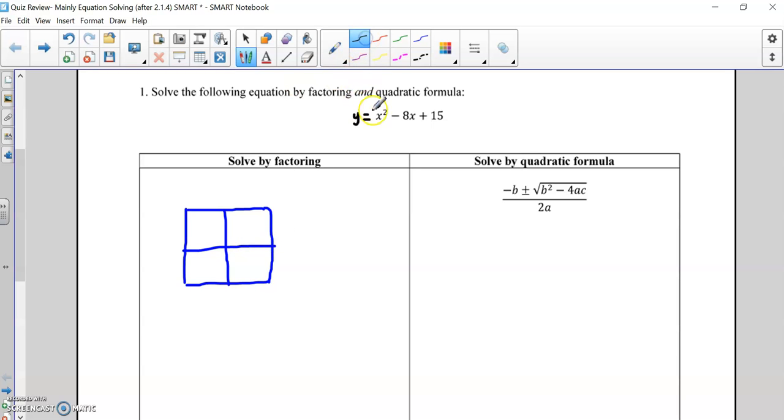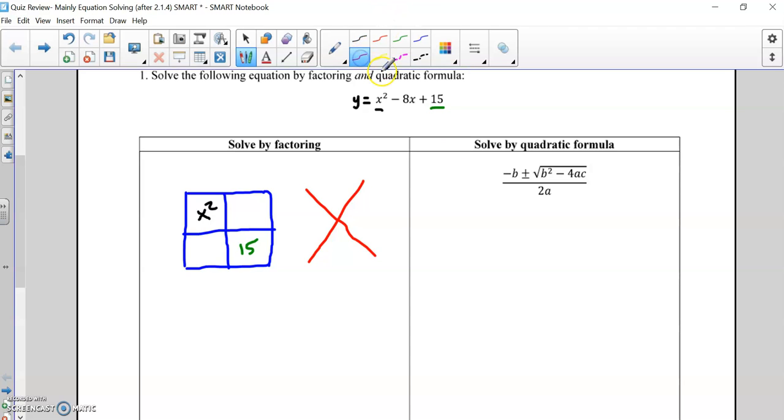Okay? And so we take the first term, put it in the top left box, and we take the last term, the third term, and put it in the bottom right box. Once we do that, we are ready to create our diamond, or giant X, whatever you prefer to call it. Recall that in the top of your diamond, you have to put the first term times the third term. So 15 times x squared is 15x squared. And then in the bottom goes this negative 8x. It's always the middle term in the bottom.